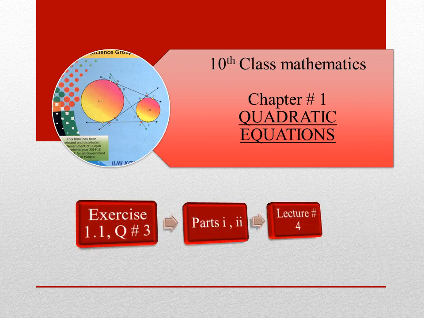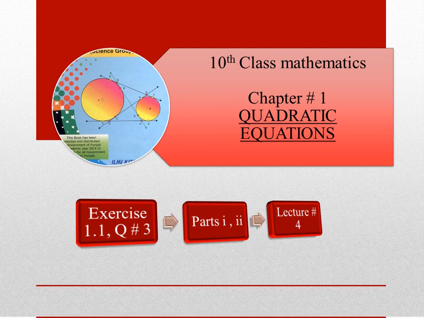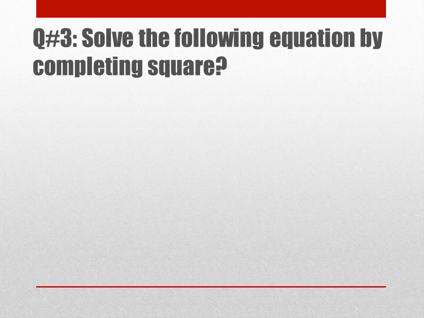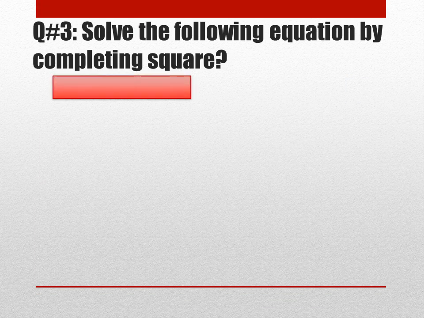Mathematics. In this lecture we will cover exercise 1.1, question number 3, first two parts. Question number 3 is: solve the following equation by completing square. Now we have to solve the quadratic equation using the completing square method. So the first part is 7x squared plus 2x minus 1 equals 0. As you can see, the equation is already in the quadratic form, so no need to change it now.